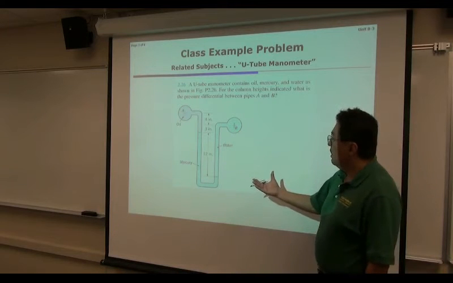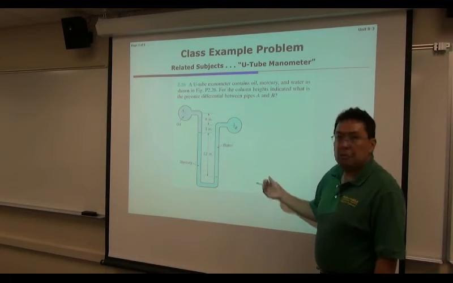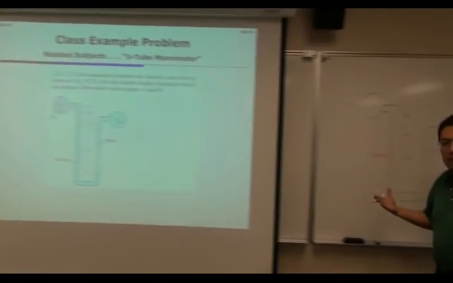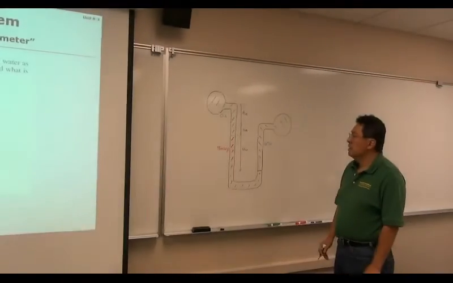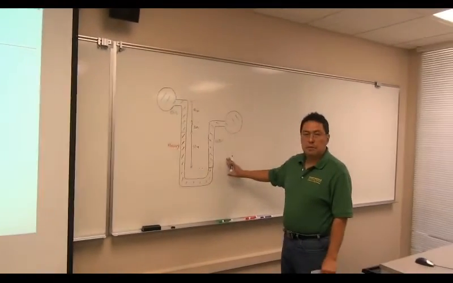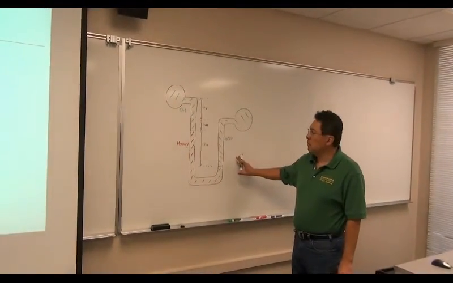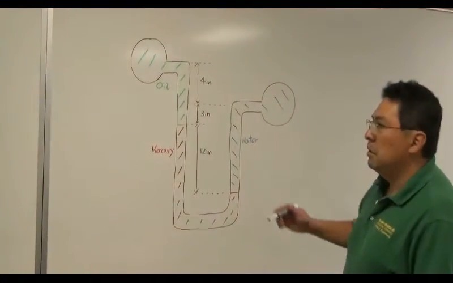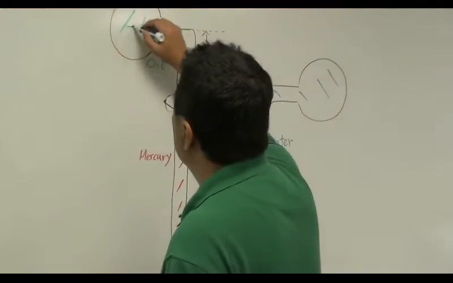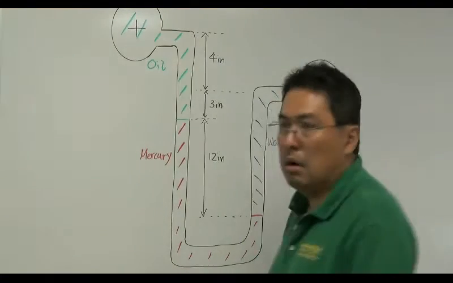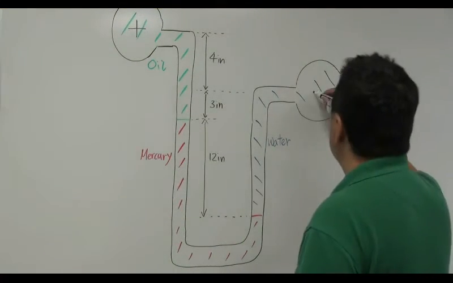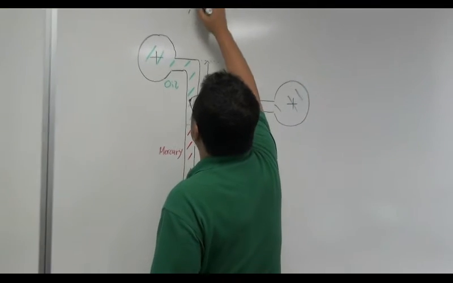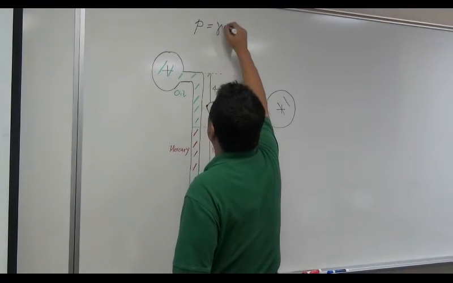So this is a differential U-tube manometer configuration. Let's take a look at how to do it. This is the same exact figure on the whiteboard. So what are we going to do? We are going to obviously apply manometer equations. Manometer equations: P is equal to gamma H.